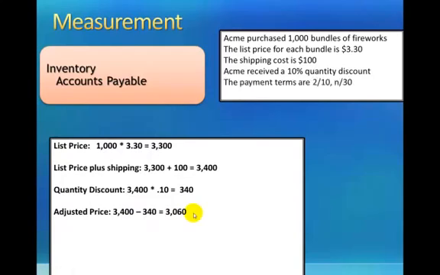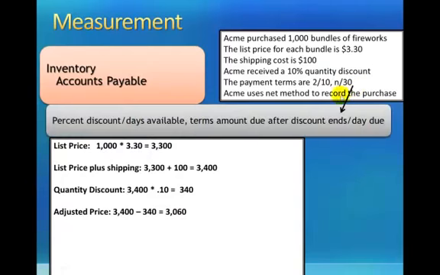The last thing to take into consideration are the payment terms. The payment terms are 2/10, n/30. What this means is that we have a percent discount available for a certain number of days. The first number tells us our percent discount, in this case 2. The second number tells us the days the discount is available, in this case 10. So we have a 2% discount available for 10 days. After the comma, it tells us the terms or the amount due after the discount ends and the due date. So in this case, the net amount is due in 30 days.